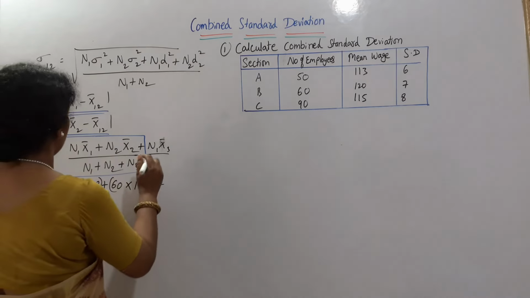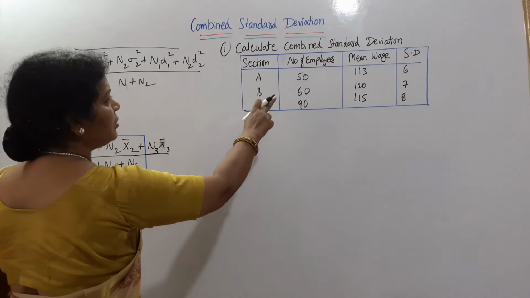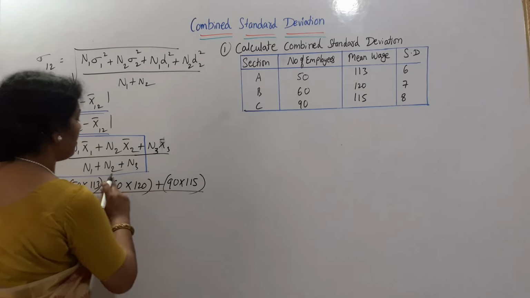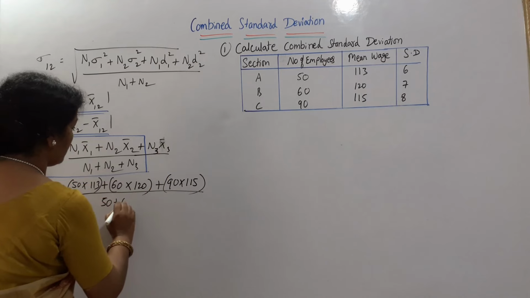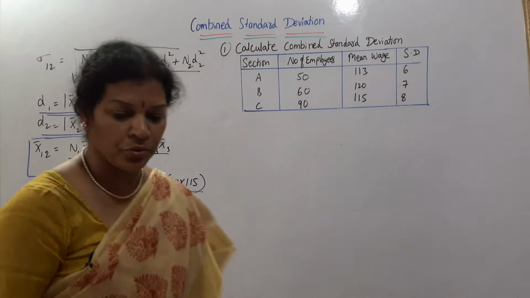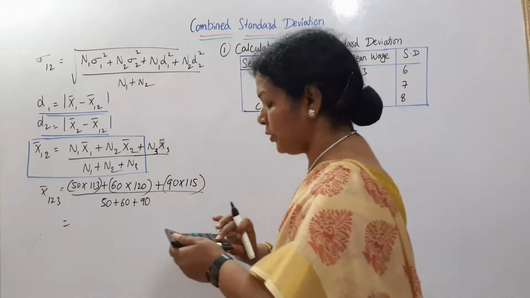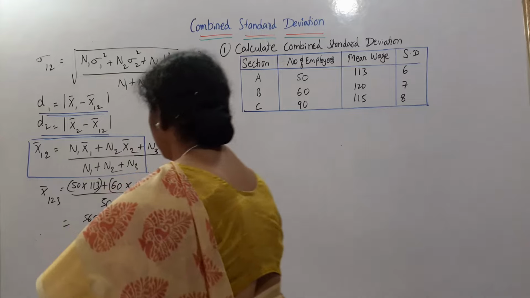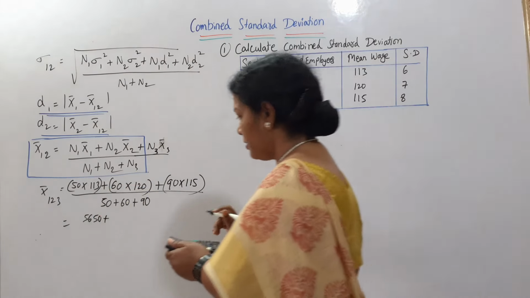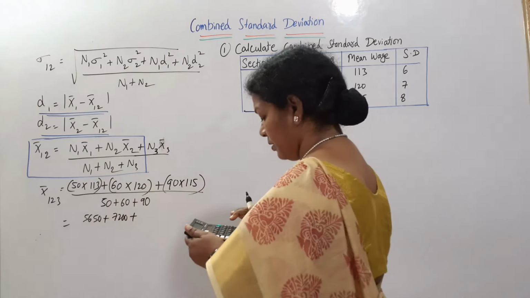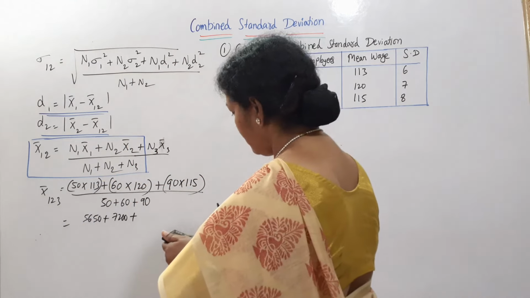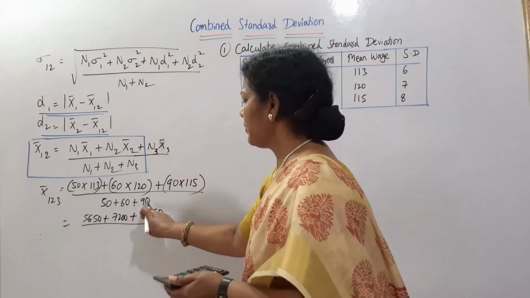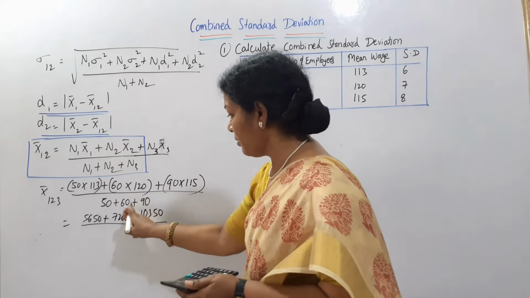In the same way third one, n3 x bar 3, n3 is here 90 into x bar 3 is 115, divided by n1 plus n2 plus n3. So 50 plus 60 plus 90. We'll do the calculations through calculator. 50 into 113, it is 5650. Then 60 into 120, it is 7200. Then 90 into 115, 10,350. Divided by this is 150, isn't it? 90 plus 60, 150. 150 plus 50, 200.